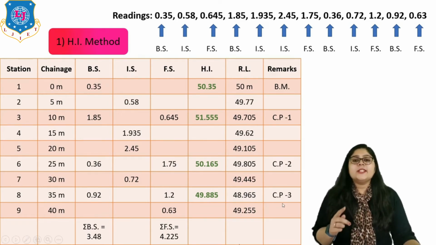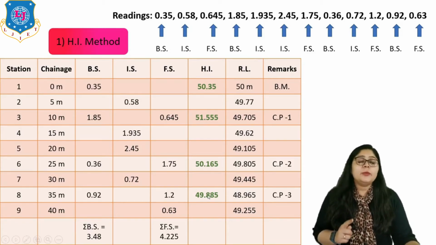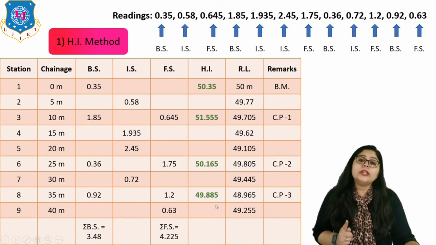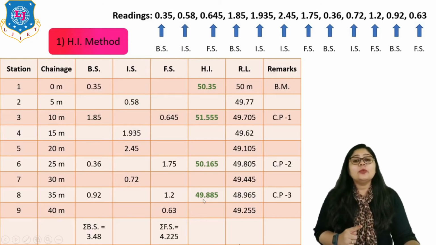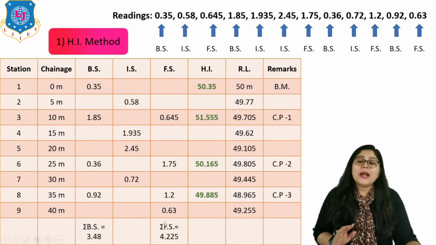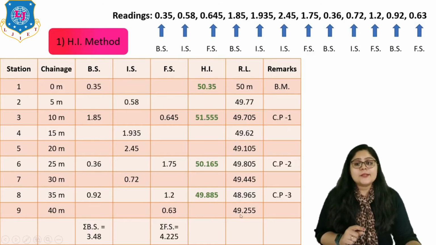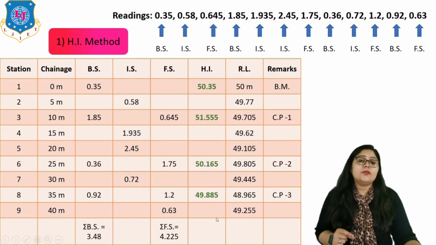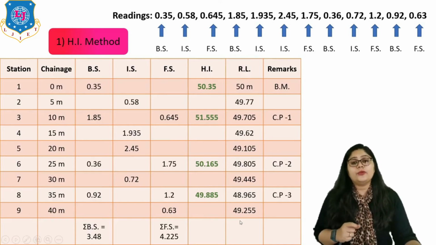So now whenever the change point 3 comes in the picture, you have to identify the new HI. It means here I have to simply add my BS 0.92 to the identified RL, 48.965, which will give me the answer of HI. Now here only FS is there. There is no IS. It means for the RL of the last point, I have to simply minus my FS from my new HI. It means 49.885 minus 0.63 will give me the RL of the last point as 49.255.